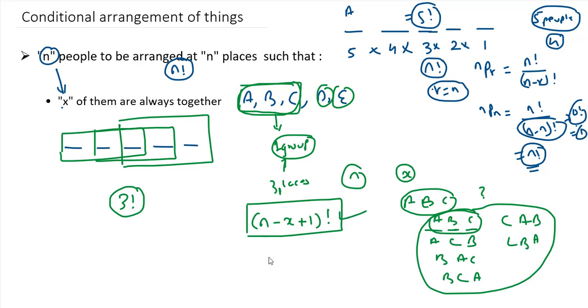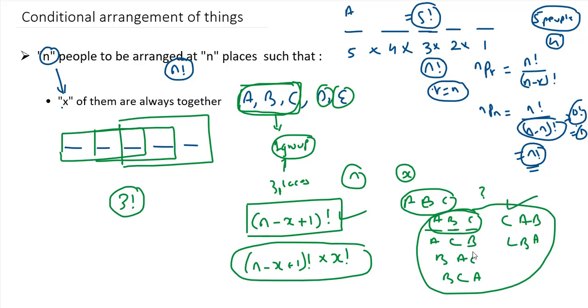If the internal arrangement is not fixed, then we need to multiply this formula, (n minus x plus 1) factorial, by x factorial, because their internal arrangement will not be fixed, we'll have different options. Like in this case, for three people, we'll have 6 options.